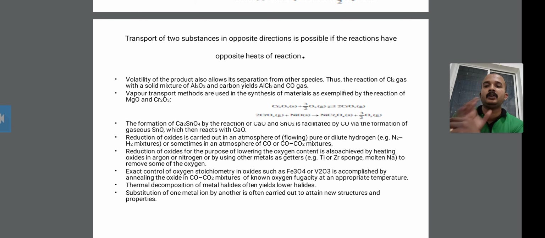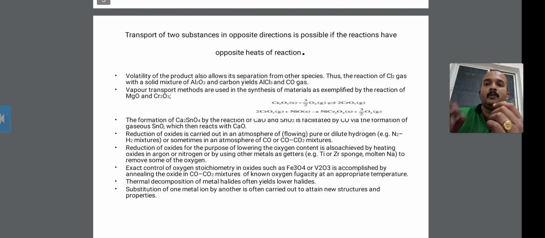This substance has a direction from this, and this substance has a direction from this, and the directions of these two substances are opposite. It is possible, and if the reactions have opposite heats of reaction, then these two substances have opposite heats of reaction, which means their directions are opposite.